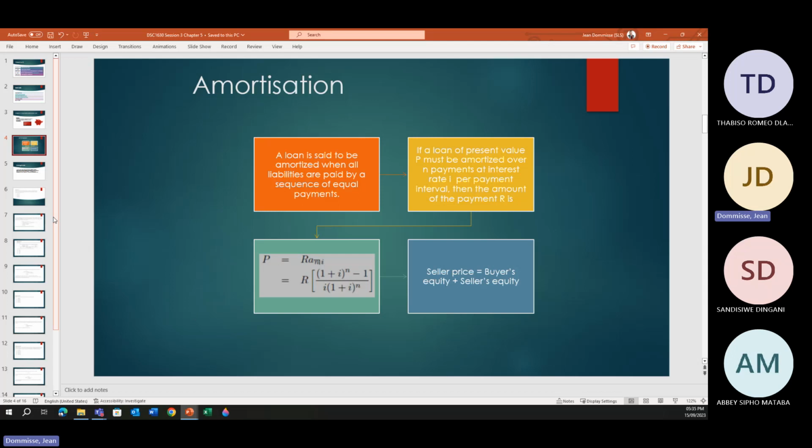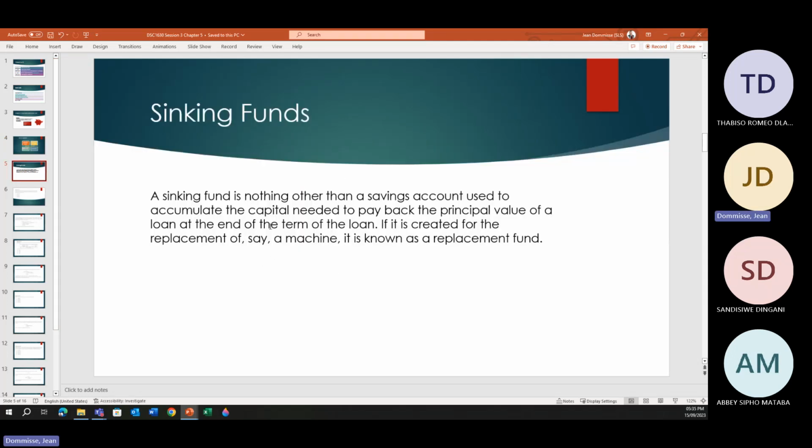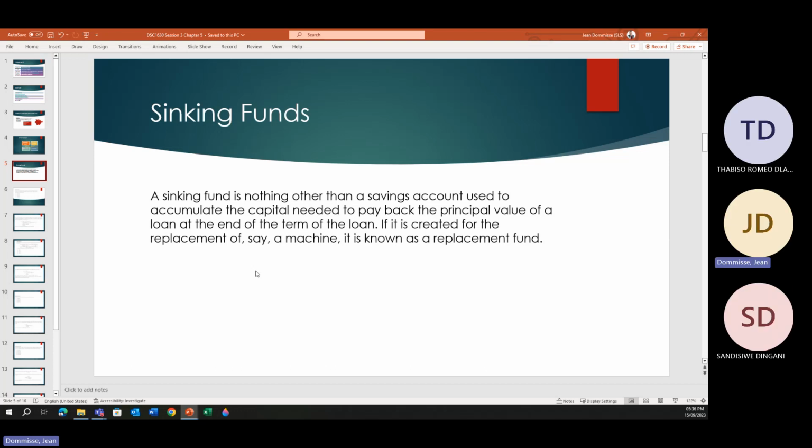Then the other part of this study unit is sinking funds, and basically a sinking fund is very much the same as a savings account, but you use it in some different ways. And again, we will look at examples of sinking funds, and how to calculate that as well.